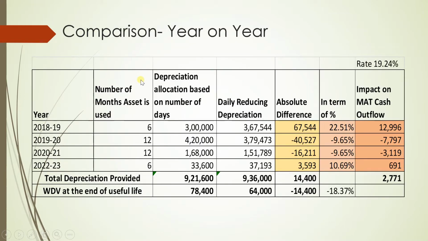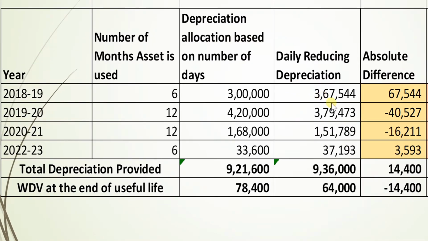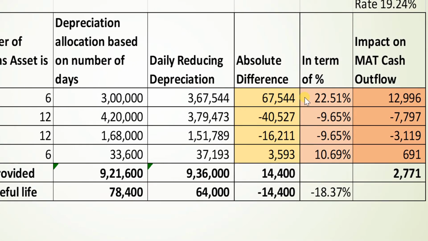Now let's take a comparison on a year basis. On the daily reducing method, there is a depreciation of 3,67,544, whereas in the normal method it is coming 3 lakhs. So in the first year itself, there is a 67,000 rupees difference. So in terms of percentage, the difference is 22.51%.